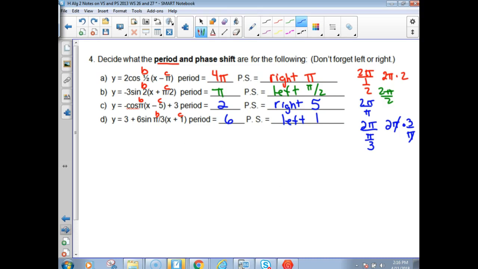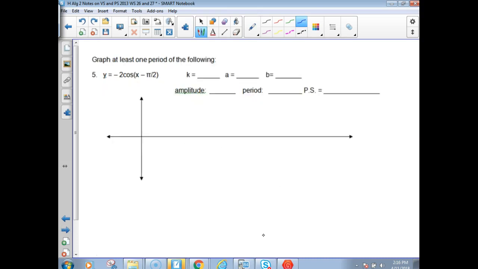All right, now let's do it. We're going to graph at least one period of the following: y equals -2 cosine of x minus pi over 2. Okay, is there any K value? No. So K is 0. That means our center line will be the x-axis, so it's going to be at 0. The A value is -2, and the B value is 1. And I don't know why we don't have a C blank, so I'm going to write it. The C value is pi over 2.